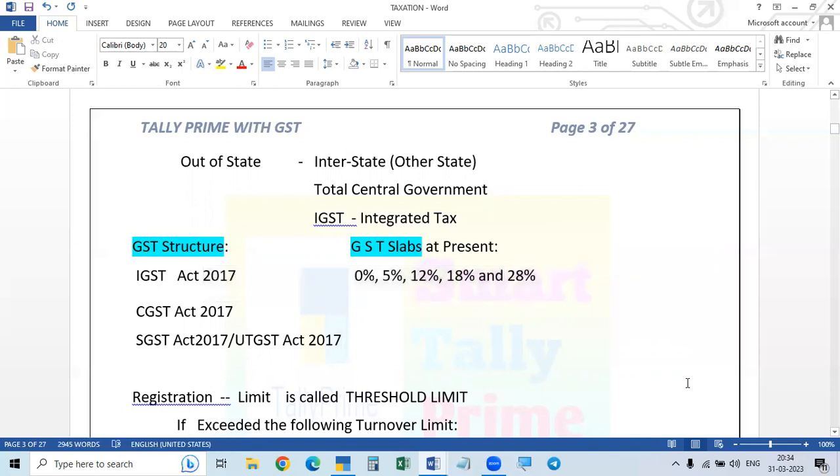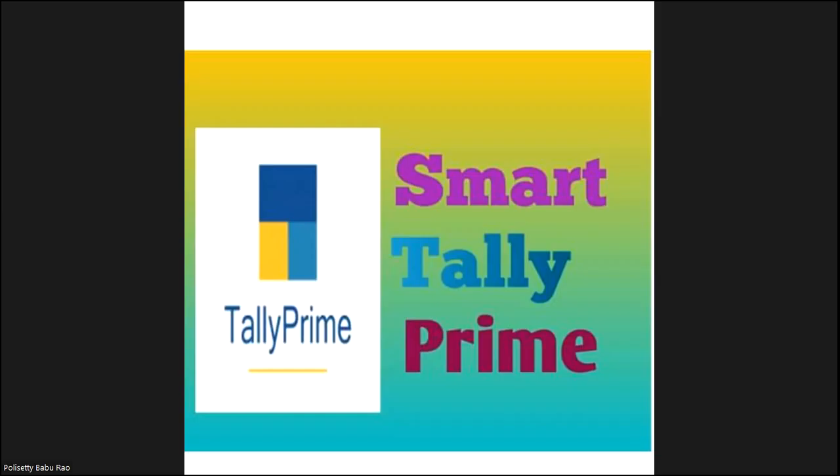Okay, this is all about it. I gave the full picture of the GST. The video will be very lengthy because I have given the total picture of this. From the next video onwards, we will see how this GST will be enabled or activated in Tally, and then how to work in Tally with the GST.